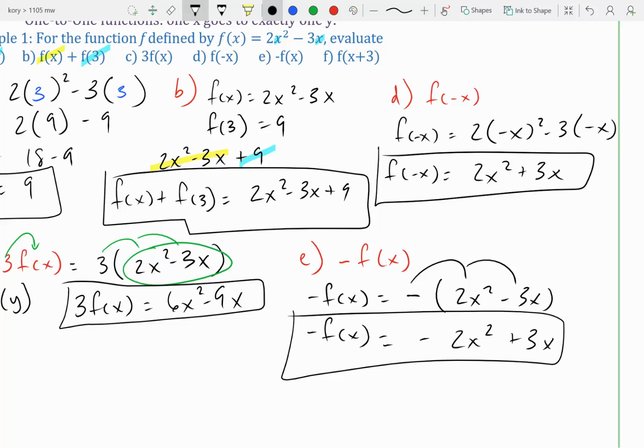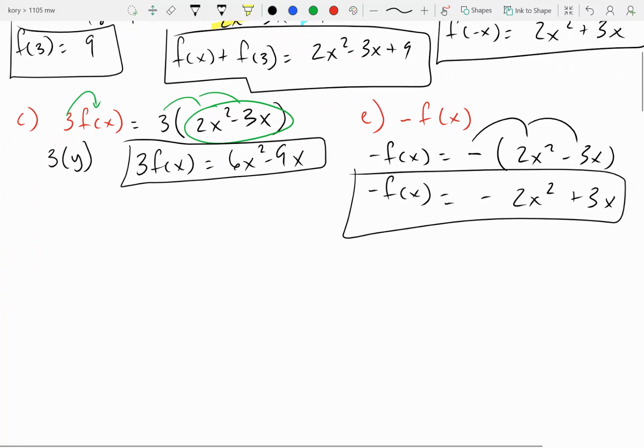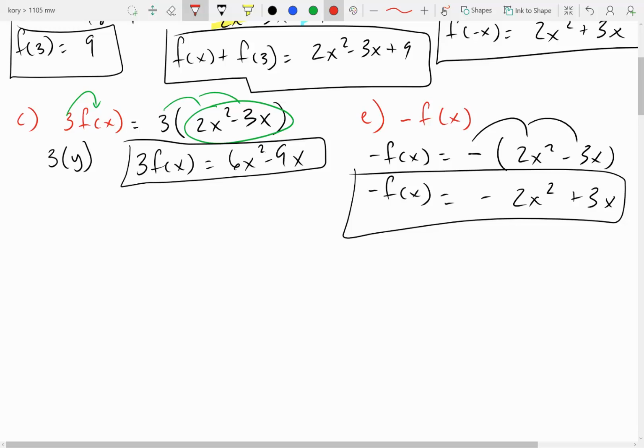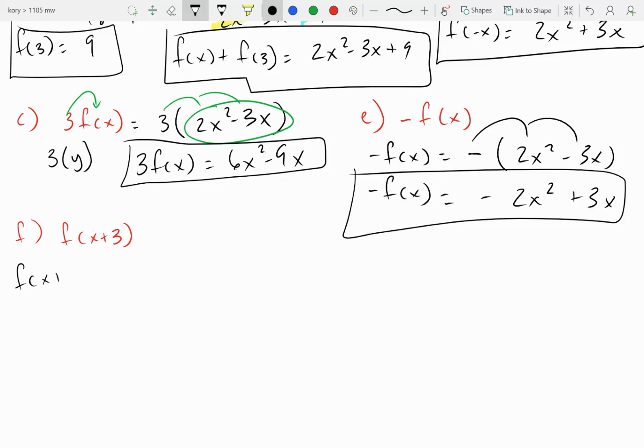Alright, part F, going all the way to F. F wants us to do f of x plus 3. So all we're going to do is put x plus 3 in for every x we see. So f of x plus 3 equals 2 times x squared, so that's the x plus 3 squared, minus 3x, which is x plus 3.